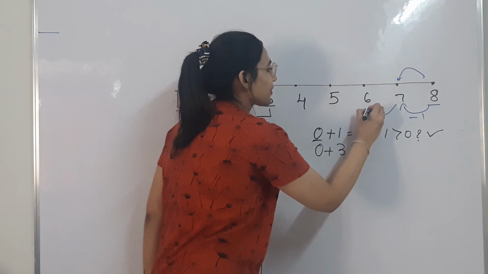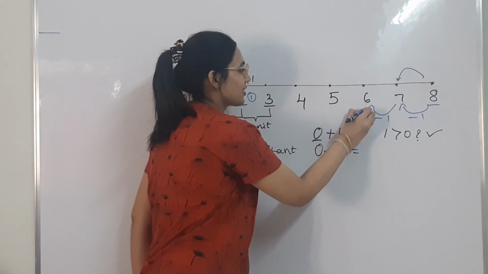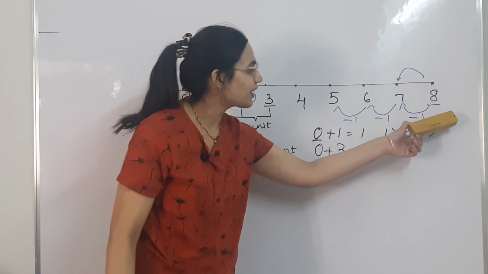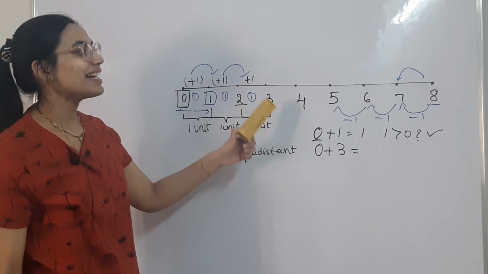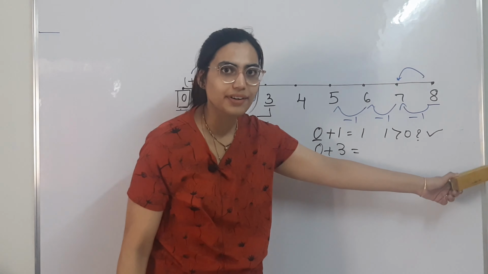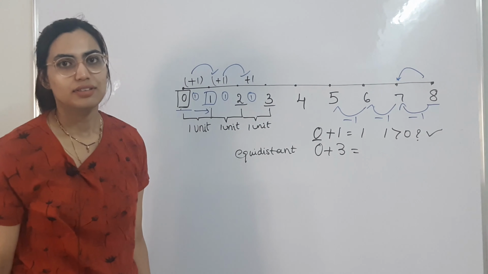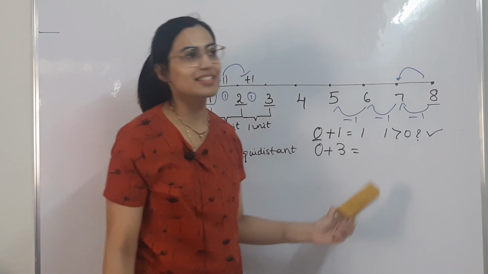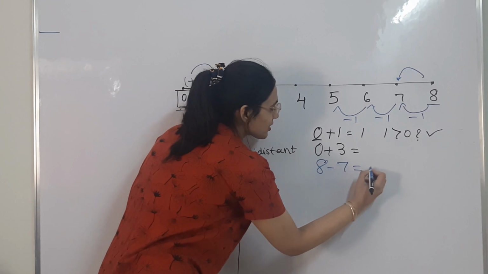And then 7 minus 1 is equal to 6. 6 minus 1 is equal to 5. See the pattern here. That means any number that is to the left of a chosen number on the number line is always less than that number. Here it is greater because it's on the right, and here it is less because it's on the left.